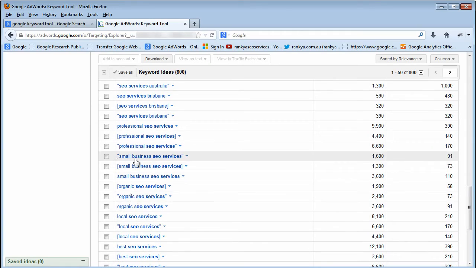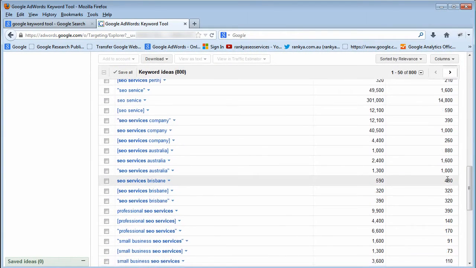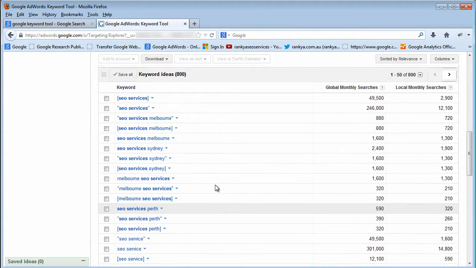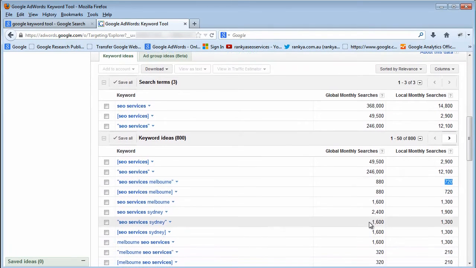But choosing the ones that are important to you is important. That's what I'm saying to you, right? So, don't be discouraged by these numbers that you see here. Let's say I live in Melbourne, right? It seems like 720 searches, but what if I rank for SEO services, right? So I'm getting lots of local monthly searches.